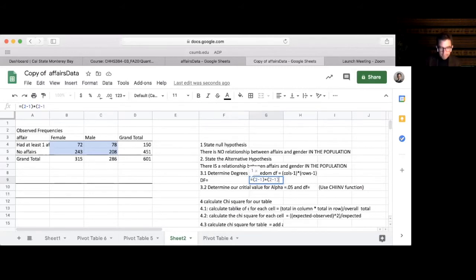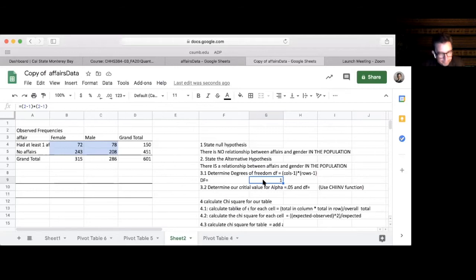2 minus 1. Number of columns minus 1 times number of rows minus 1. That's going to give you 1, right? 2 minus 1 is 1 times 2 minus 1 is 1. 1 times 1 is 1. That was fairly simple. Now, this means that for a table of this size, if we were sampling from a population where there's no relationship, these chi-square statistics that we would get from all these sample tables would follow a chi-square distribution with 1 degree of freedom.